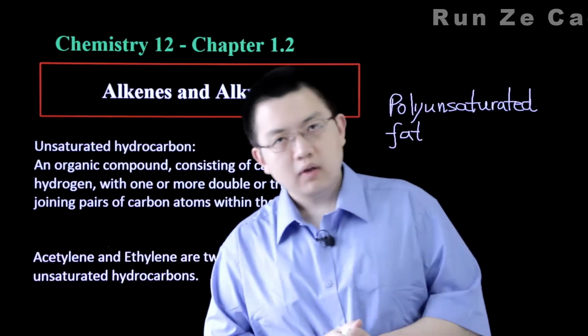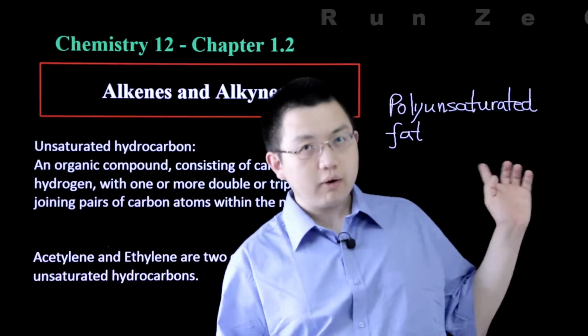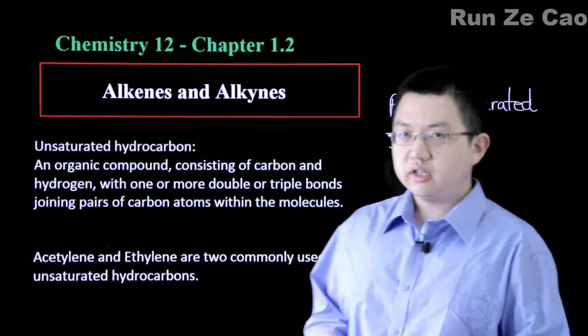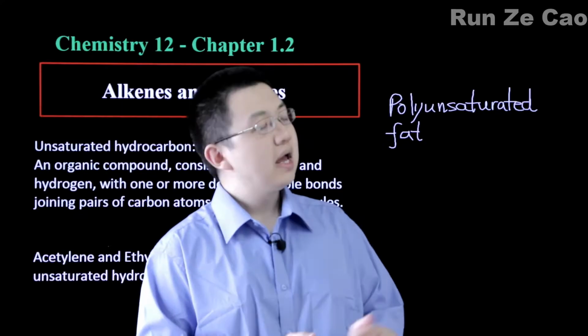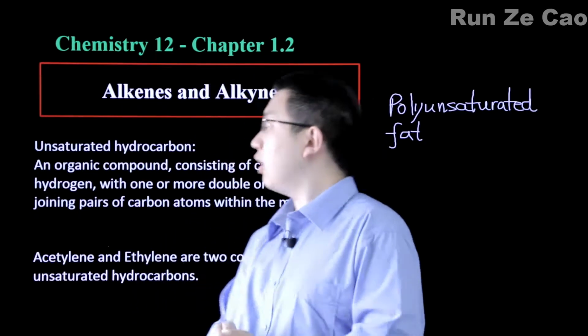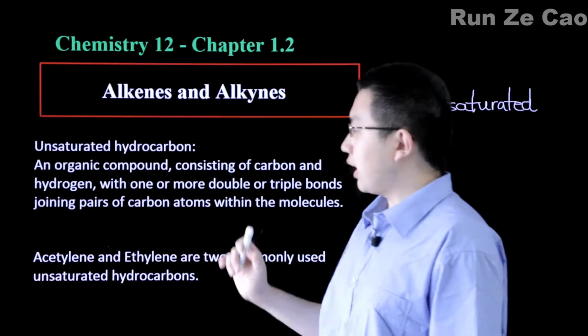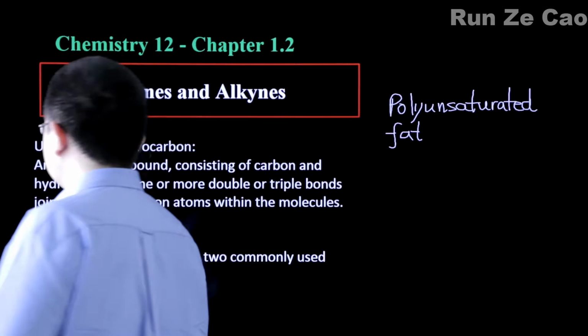So, what do we call these? Well, we call these, for the most part, fats that are unsaturated. Basically all of them that are unsaturated are going to have double bonds. So we call these alkenes. Alkynes are what happens when you have a triple bond.